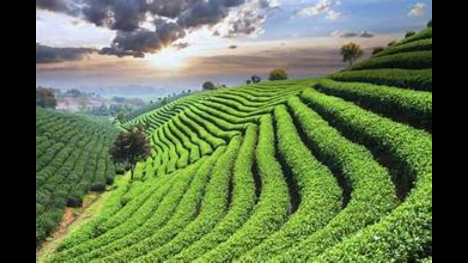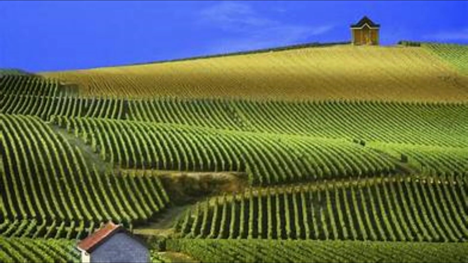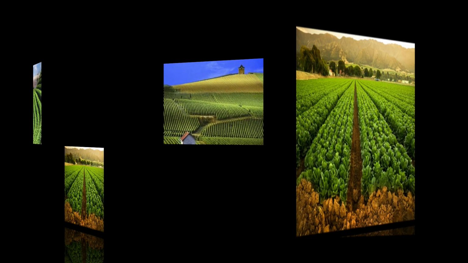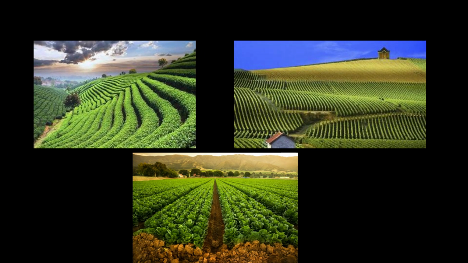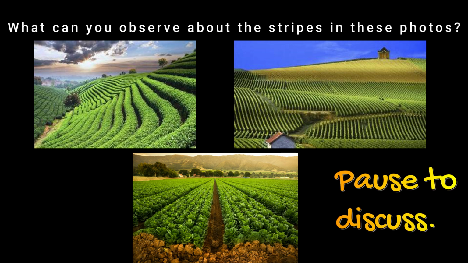Let's look at some photographs of farmland. There are two elements that I want you to really focus on. One is the stripes that the crops make. The second thing is how to make objects like trees or buildings or bushes look further away. What can you observe about the stripes that the crops make? Pause to discuss.